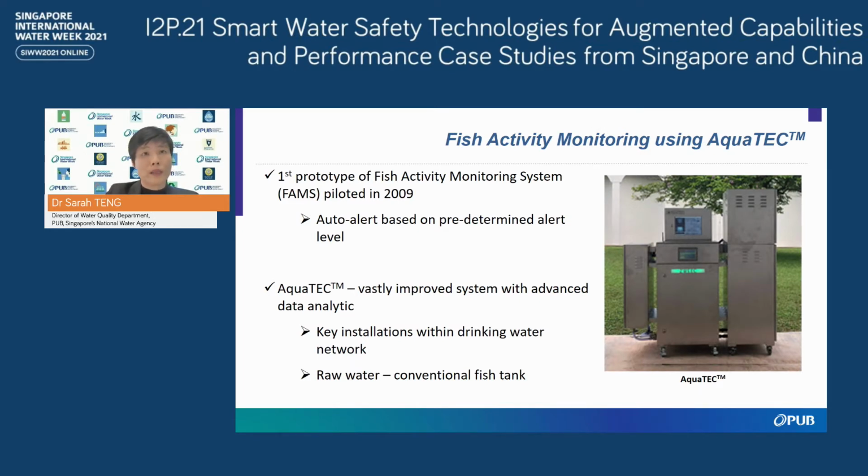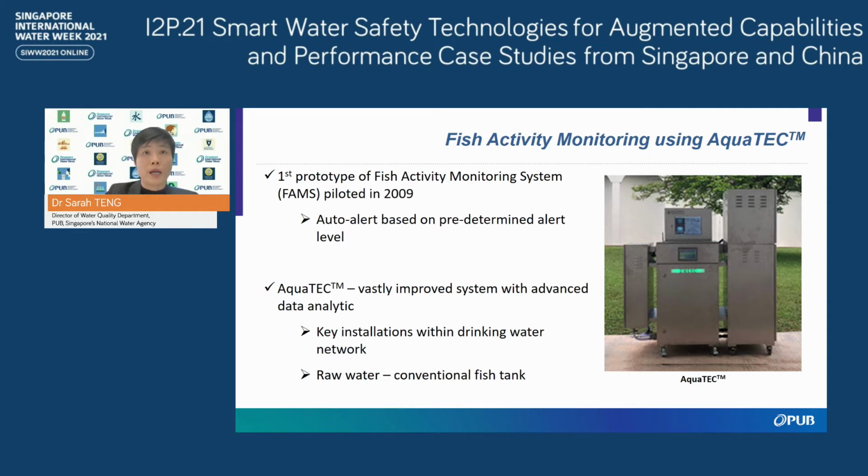We first fabricated the first prototype for a real-time fish activity monitoring system back in 2009. We commonly term it as FAMS, the Fish Activity Monitoring System, in PUB. For fish activity, specifically, we are monitoring the number of fish there, 24/7 by such a system. And we are able to send an alert based on the predetermined threshold level.